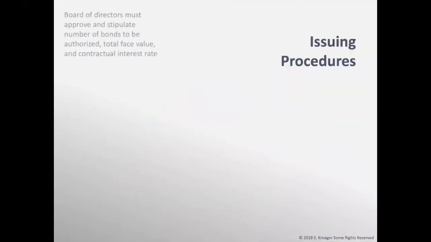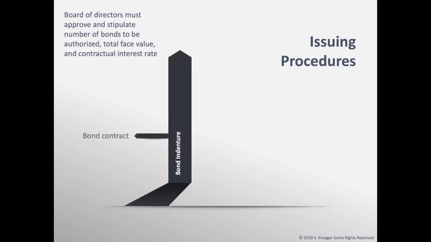Now we will discuss issuing procedures and some basic terminology. The board approves the number of bonds authorized, their par value, and the contract interest rate. A bond indenture is the legal contract between the bond issuer and the bondholders. It identifies the obligations and rights of each party. A bondholder may also receive a bond certificate as evidence of the company's debt.